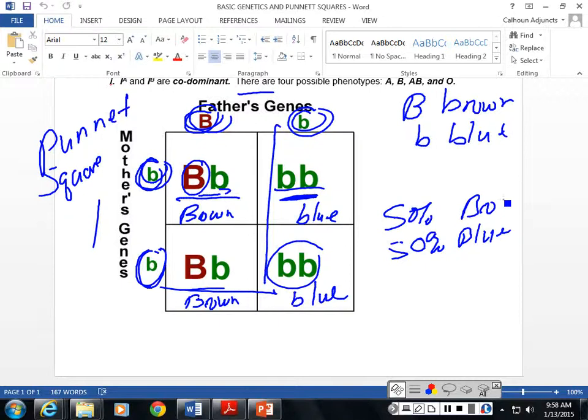Now, you start over with the percentages every time you have sex and an egg and sperm come together. So you could have 4 children all with brown eyes or 4 children all with blue eyes. It just depends on which egg and sperm get together. But the chances are you have a 50% chance of your child having brown eyes or a 50% chance of your child having blue eyes.